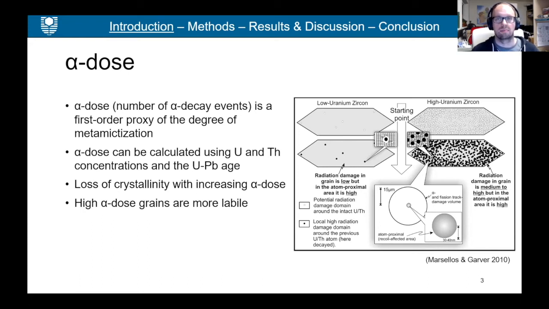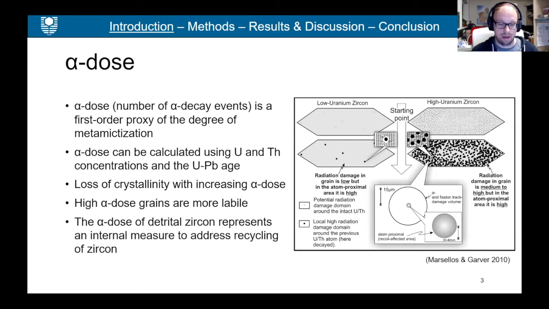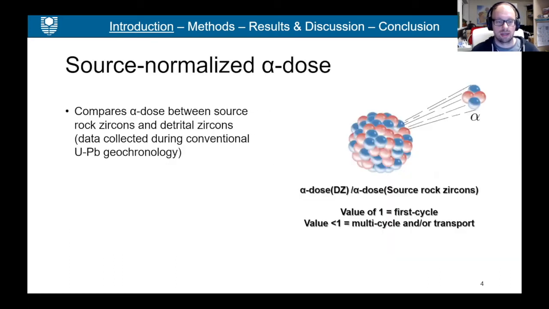That essentially only means that high alphadose grains are less stable than low alphadose grains. So when they are subject to sedimentary processes such as chemical or physical weathering, transportation or storage, they are more likely to break down. So we want to use alphadose as an internal measure of detrital zircon to address recycling. And what we come up with is this metric called source-normalized alphadose.